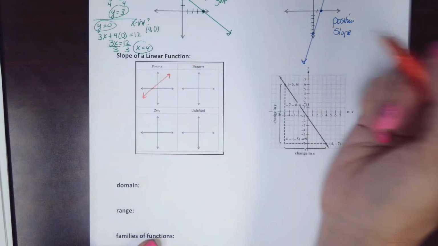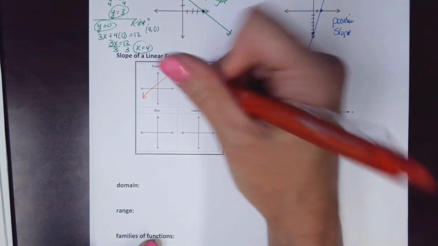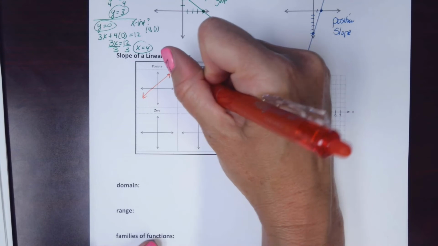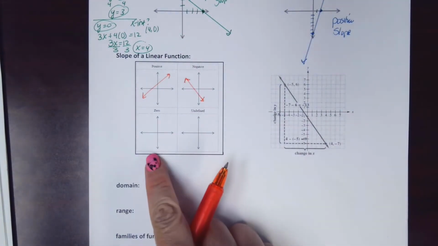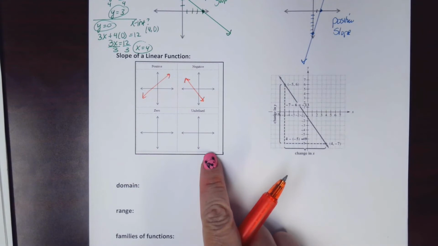As I move left to right, I'm going up. We've talked about negative slopes. As I move left to right, I'm moving down. That's positive slope, negative slope. What about a zero slope and an undefined slope?